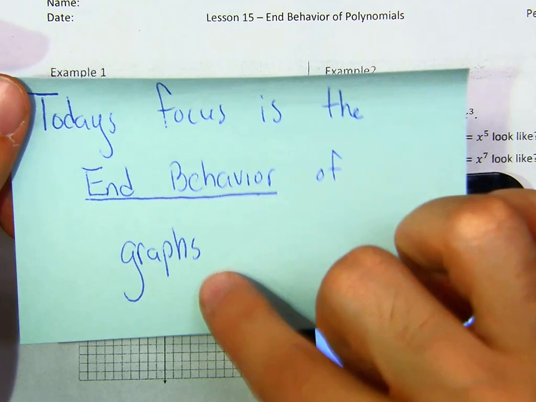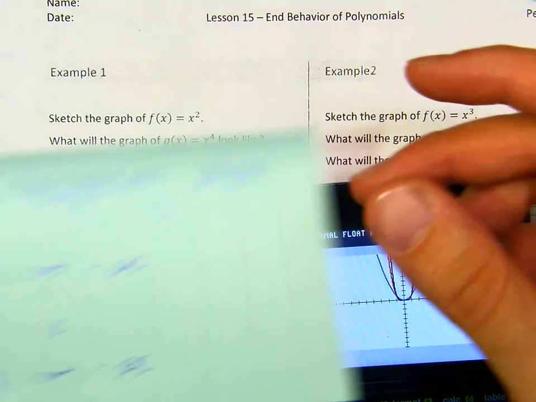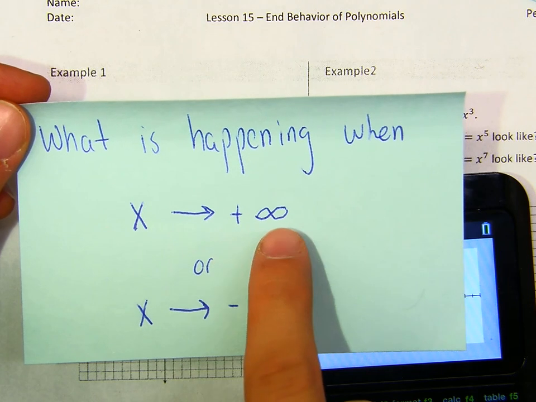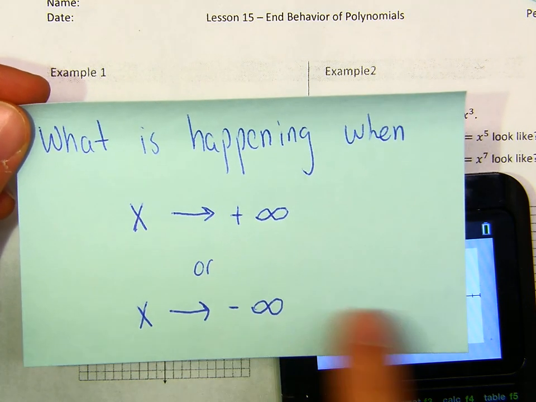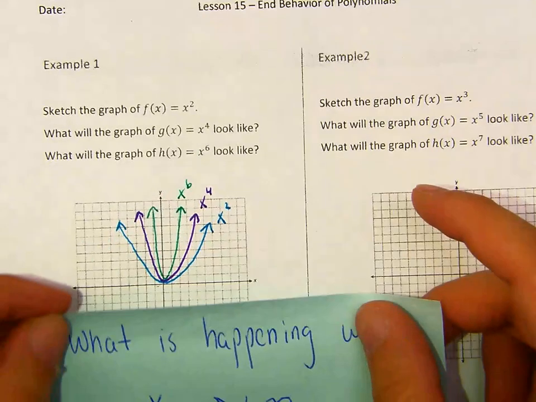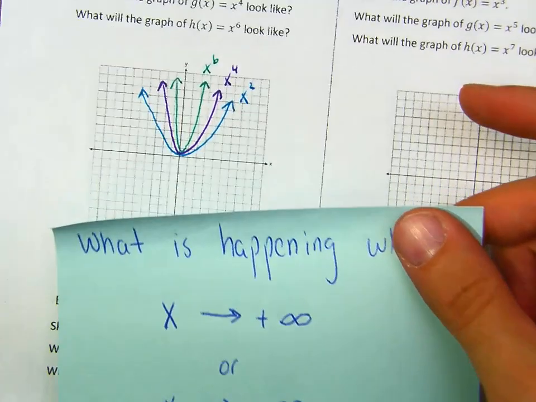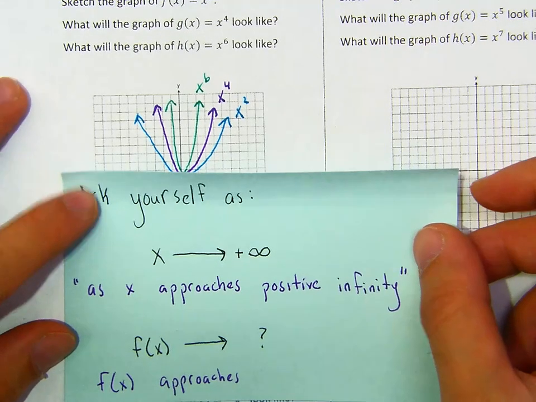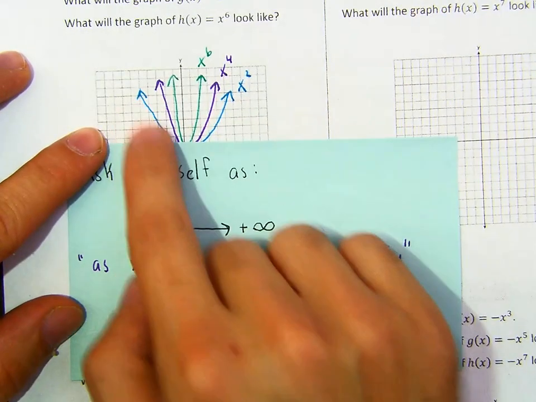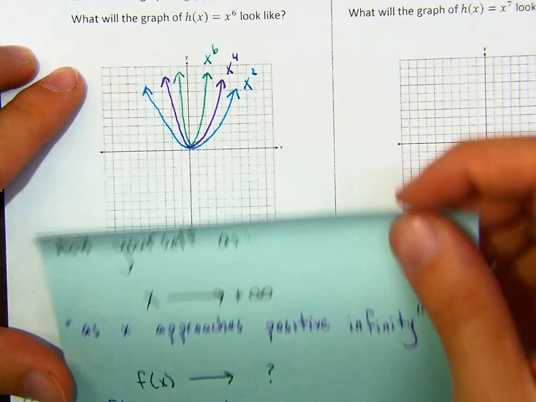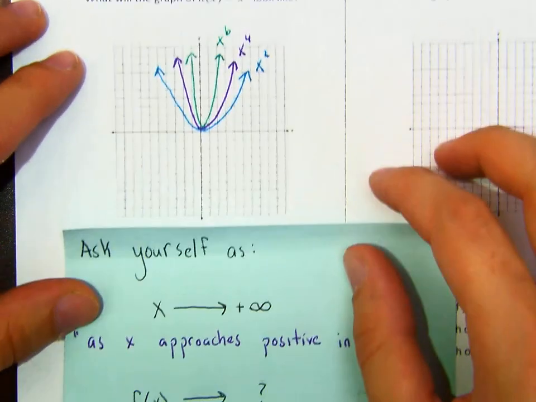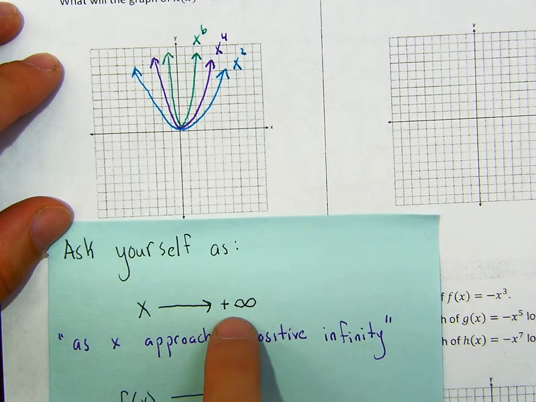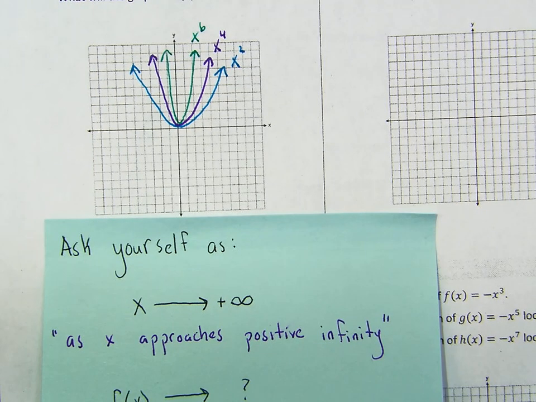And what does that mean, end behavior of graphs? The question we want to ask is, what is happening when x is going to positive infinity, or when x is going to negative infinity? So let's take a look at what on earth I mean. Ask yourself this, and I want you to copy this down in your notes. Let's just look at the x squared. Let me fix the camera angle a little bit. Ask yourself, as x is going to positive infinity, and what do we mean by that?